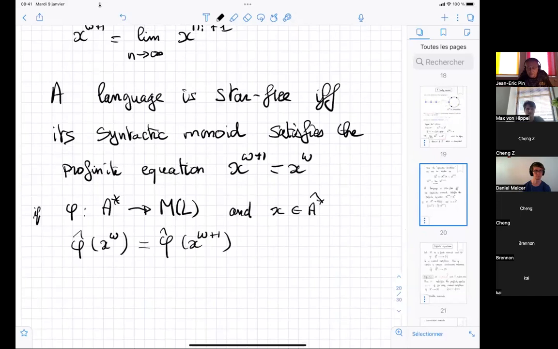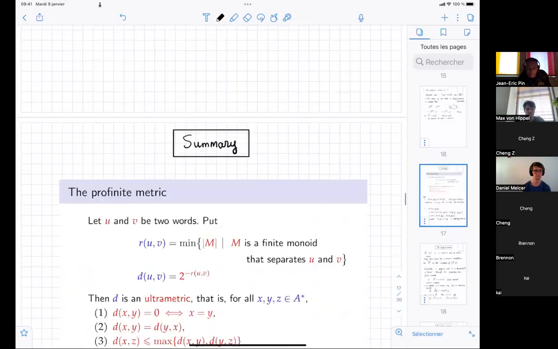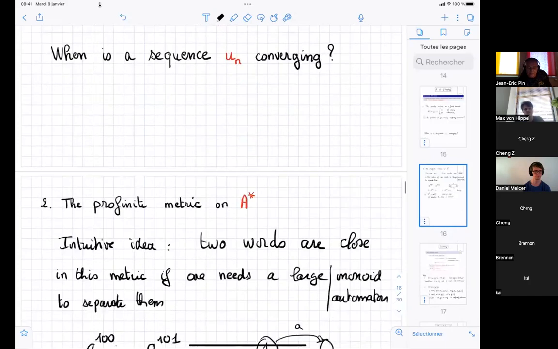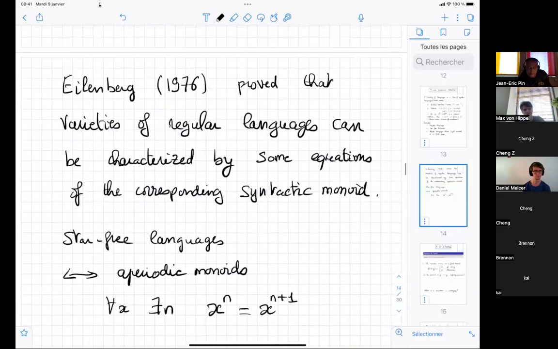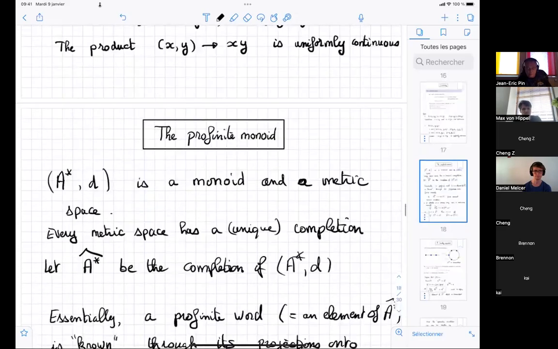And coming back to Eilenberg's theorem, that's the spirit. It tells you that each time you have a variety, remember that? If you have a variety of regular languages, it can be characterized by a set of profinite equations. Actually, that's Eilenberg and Reiterman. There are two parts. Okay. So, how is this useful for our problem?